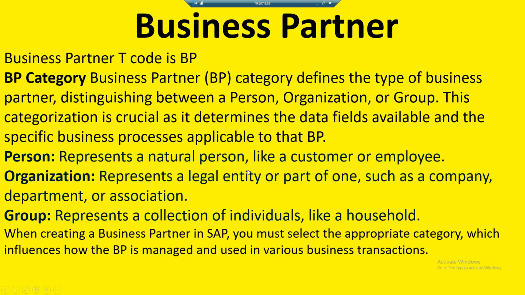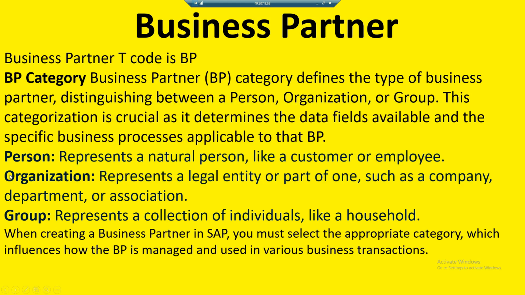If it is a person, it represents a natural person like a customer or employee. It can be an organization, which represents a legal entity or part of one, such as a company, department, or association. BP category can be a group also, which represents a collection of individuals like a household. When creating a business partner in SAP, you must select the appropriate category, which influences how the BP is managed and used in various business transactions.